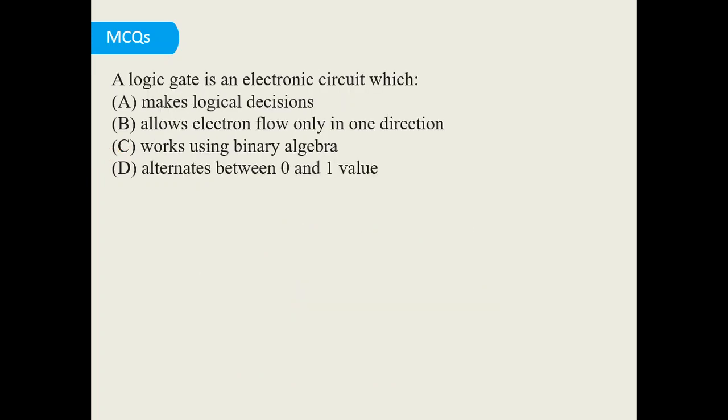The next question: a logic gate is an electronic circuit. A logic gate is an electronic circuit which makes logical decisions, or allows electrons to flow only in one direction. The second one is the normal PN junction diode, which allows the unidirectional flow of current. It works using binary algebra. Binary algebra means the language of 0 and 1, or alternates between 0 and 1 value. So statements 1, 3 and 4 are correct. It is matching with the logic gate electronic circuit.